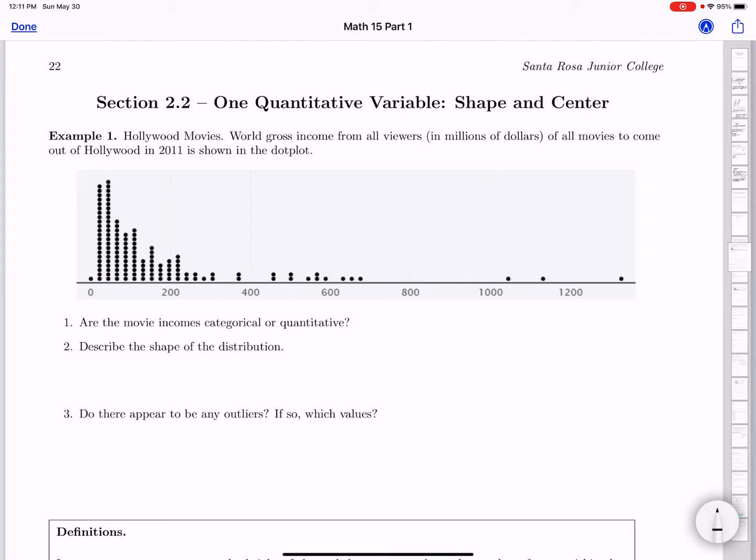The graph you see below is called a dot plot, and it shows the world gross income from all viewers in millions of dollars of all the movies to come out of Hollywood in 2011. So the values on the horizontal axis are the dollars in millions, and each dot is a movie. Are the movie incomes categorical or quantitative? Well, since they are dollar amounts, clearly quantitative. Millions of dollars.